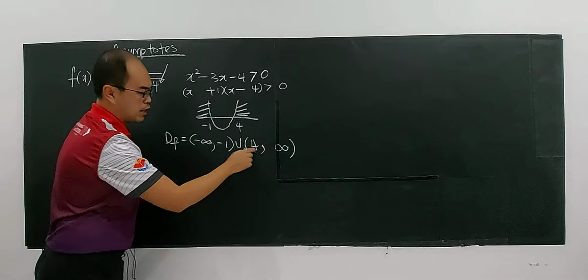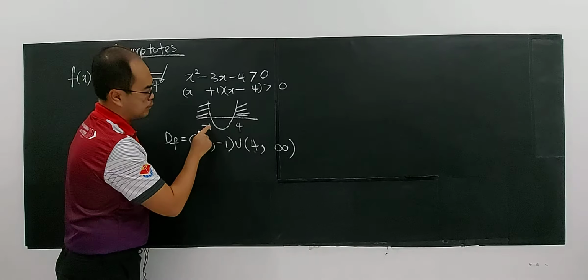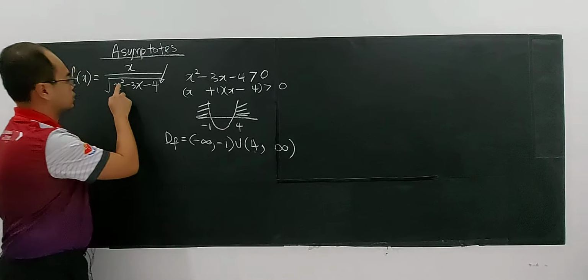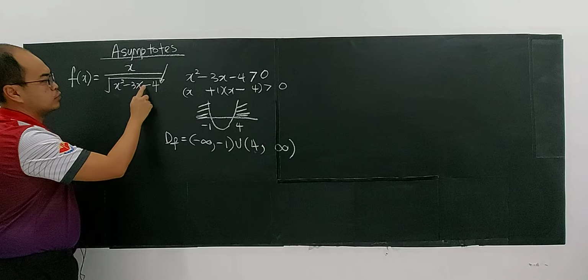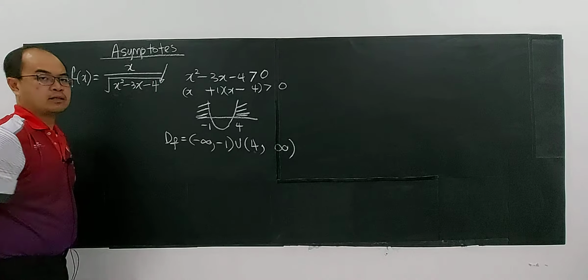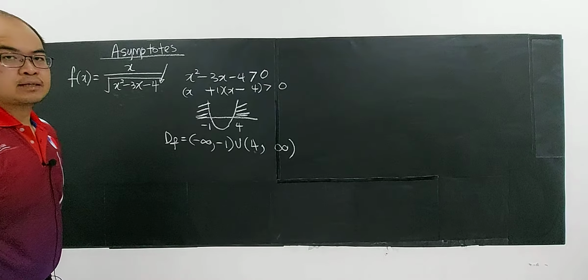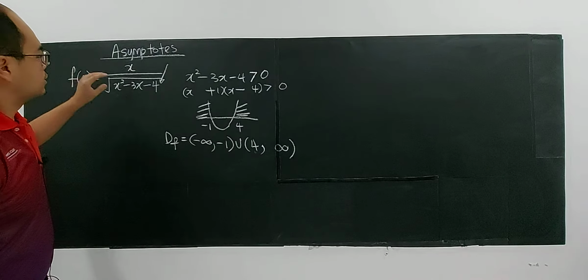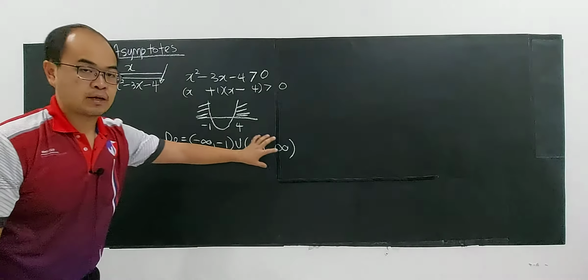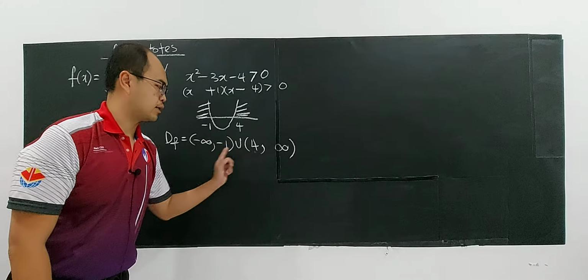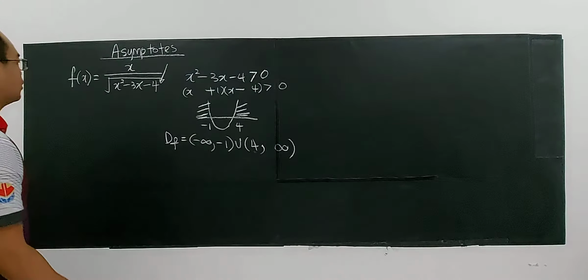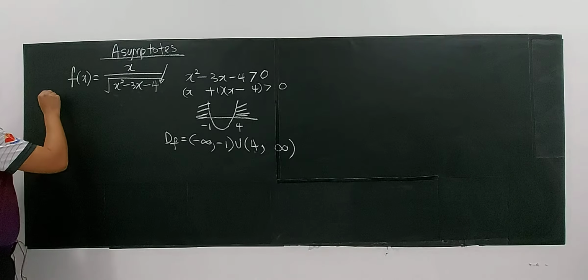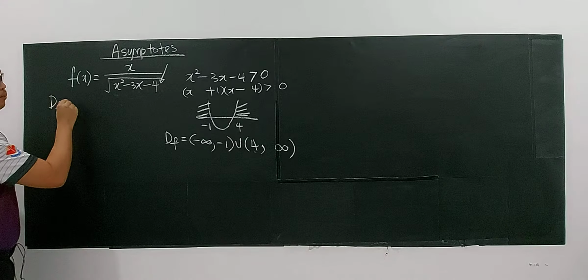But if you choose a value not inside, for example between negative 1 and 4, such as 0, you get negative 4. The square root of negative 4 is undefined, so there is no output. This square root only accepts certain values. So now I write the domain here as a reference. The domain is very important.